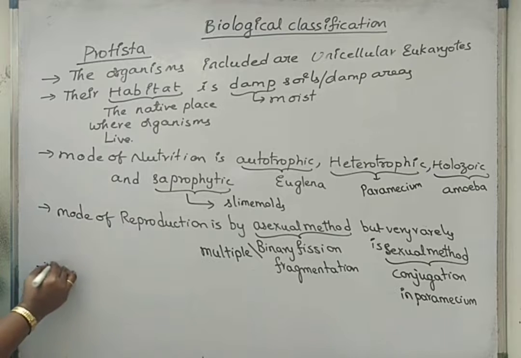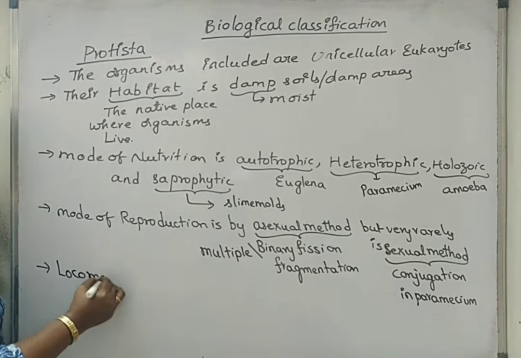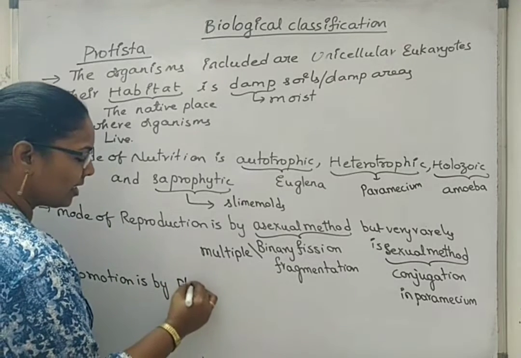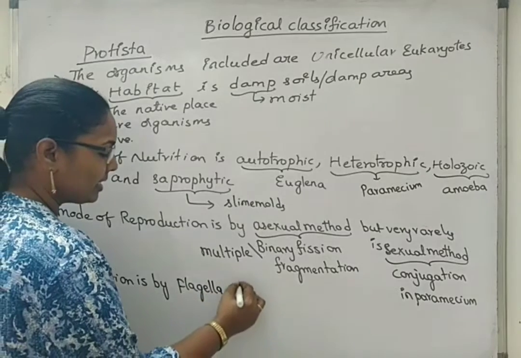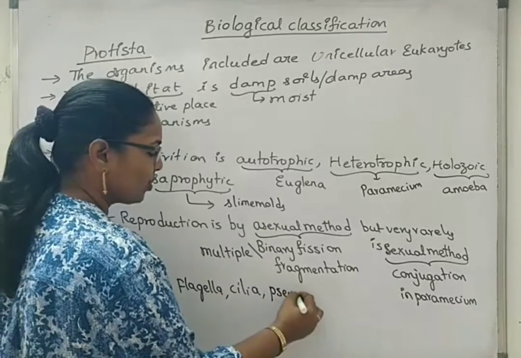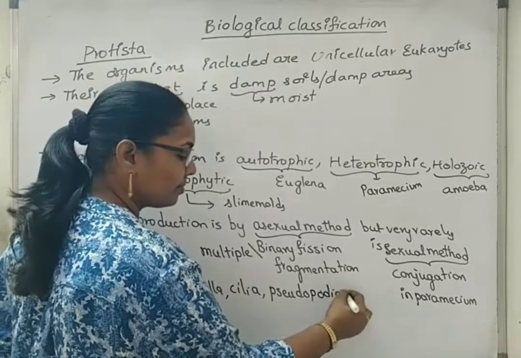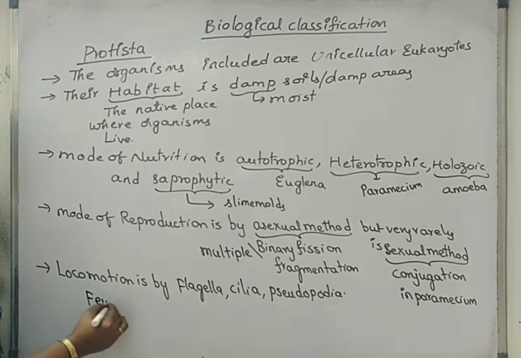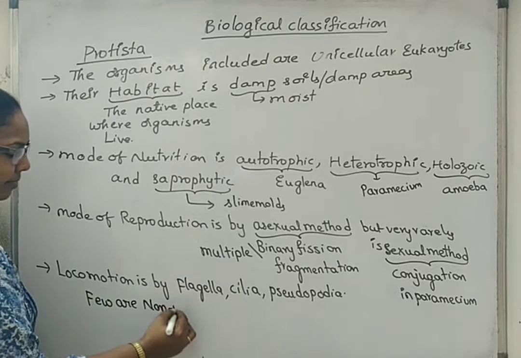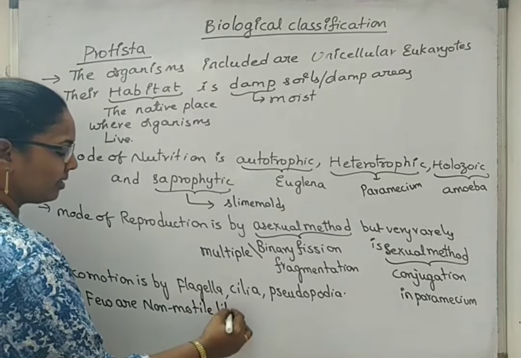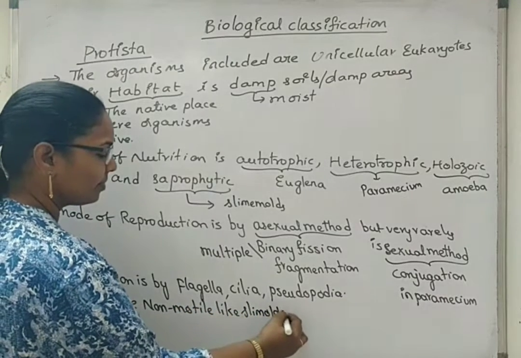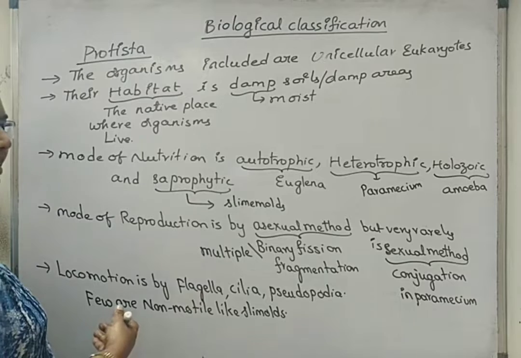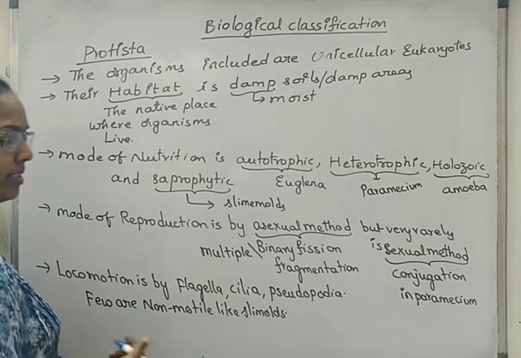Now, their locomotion is by flagella, cilia, pseudopodia, etc. Next, a few are non-motile, like slime molds. They do not have locomotory organs, but when the organism is growing in size, then automatically it gets spread from that area to the premises.